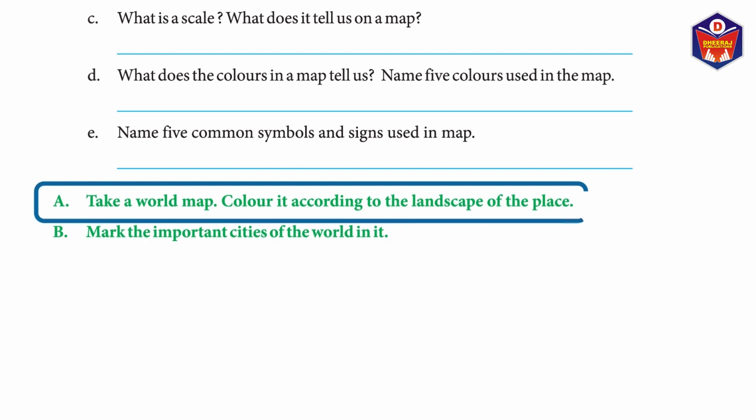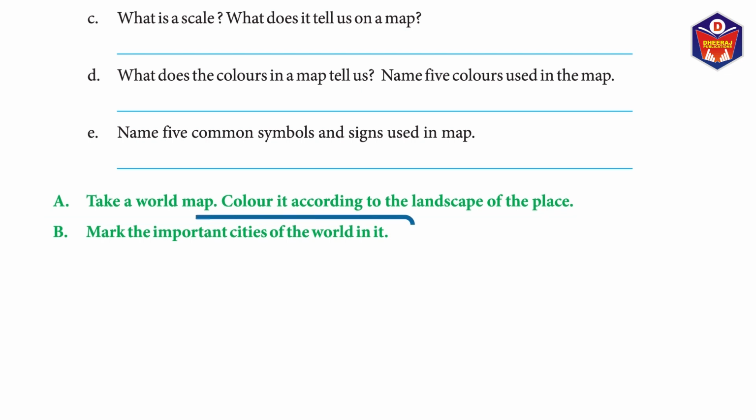A. Take a world map. Color it according to the landscape of the place. B. Mark the important cities of the world in it.